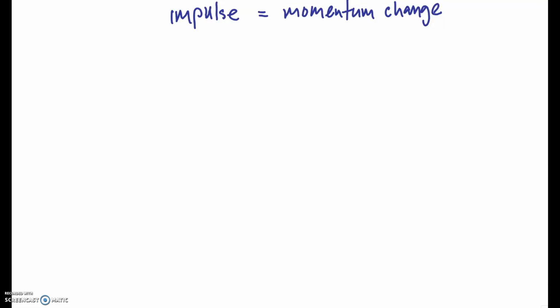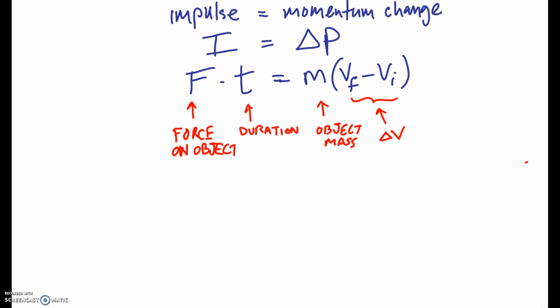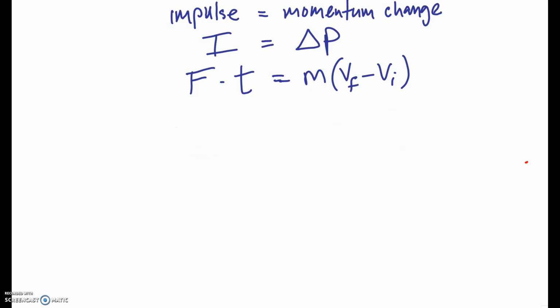We know impulse equals momentum change, which can be symbolized this way, but impulse is defined as force times the time of an interaction, and change in momentum would be an object's mass times its change in velocity. And the force is the force on an object of some mass for some duration of time, and it causes some change in velocity.